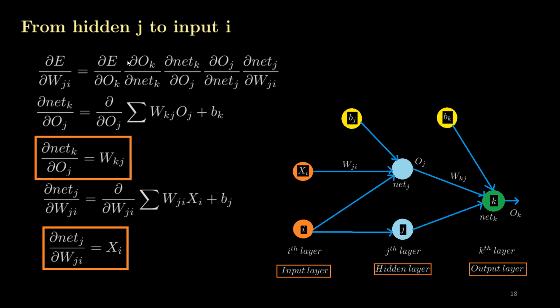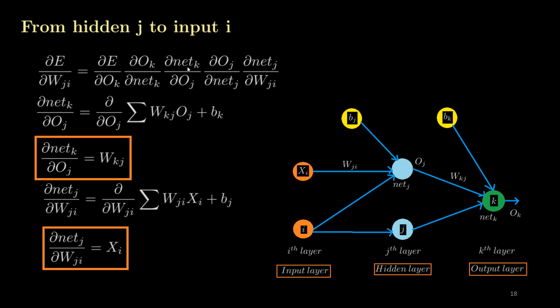Luckily, we have already calculated the first 2 values in our previous lecture, when we moved from the output layer to the hidden layer. It means now we need to calculate only 3 values. So let's start with d net k by dOj.